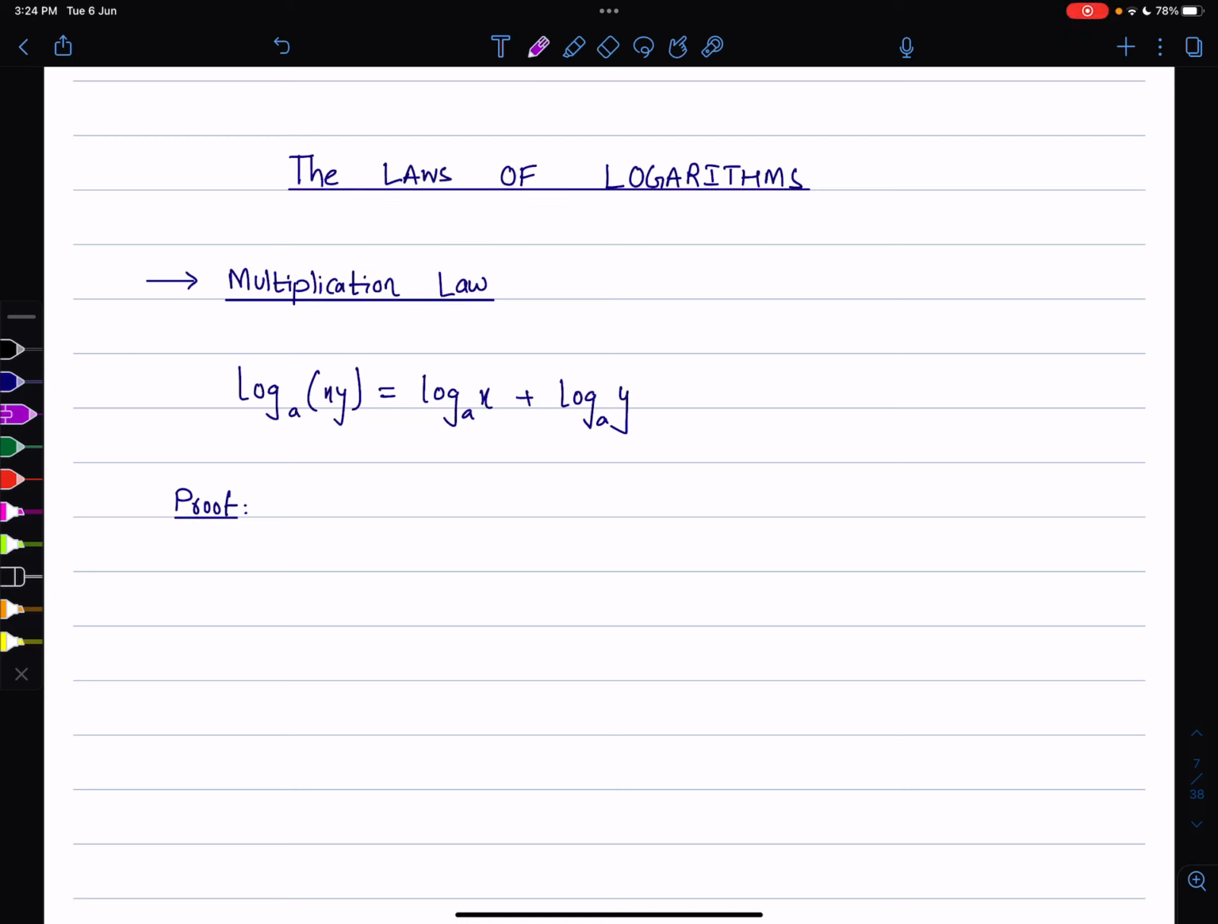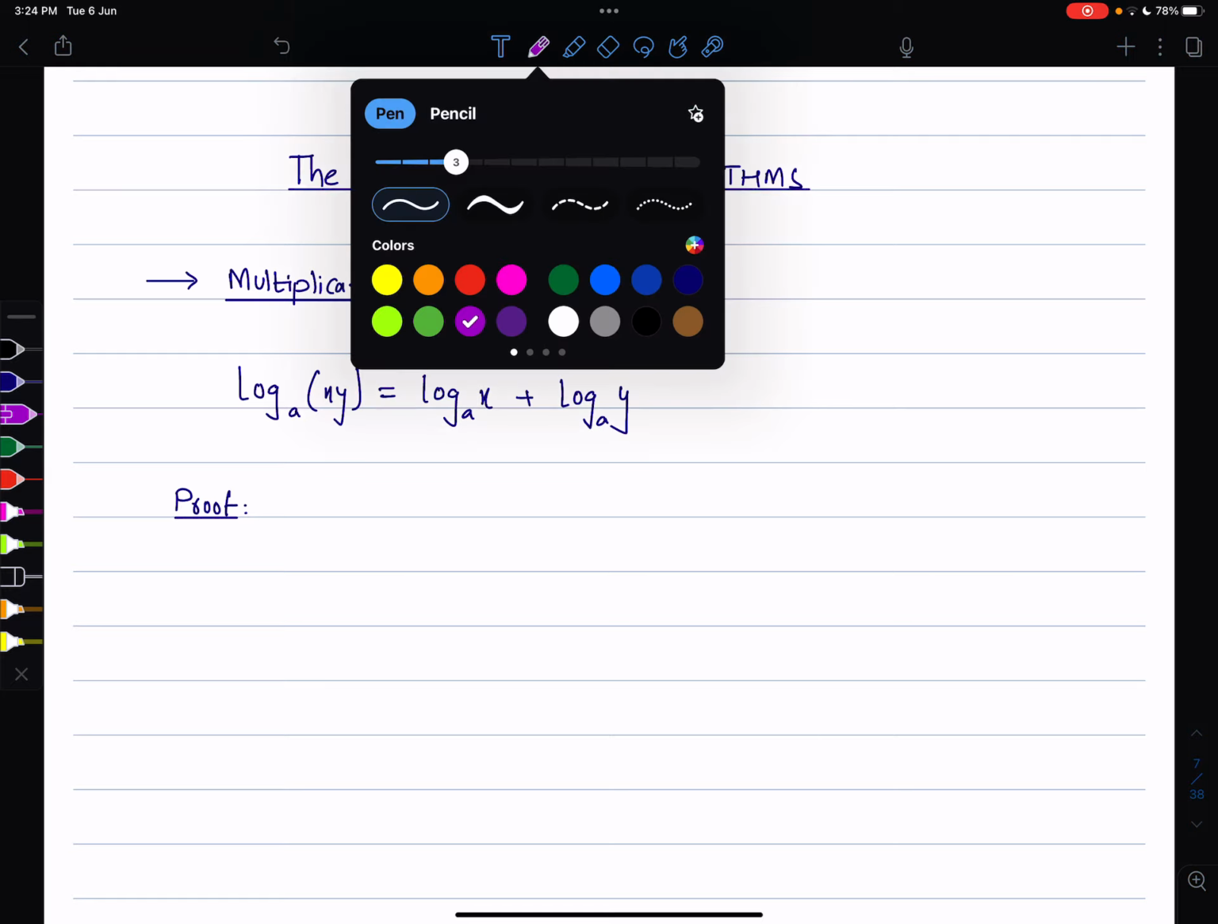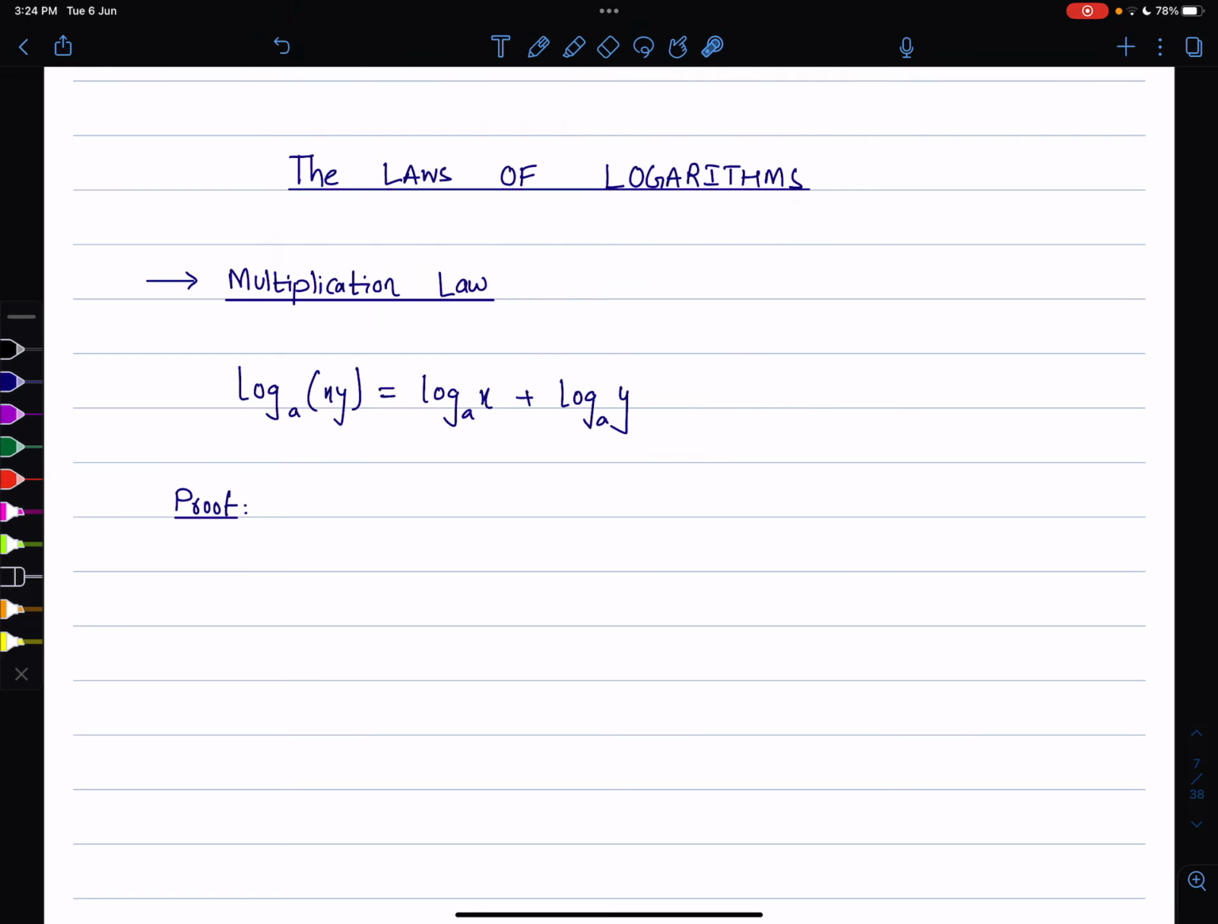Hi, in this video we are going to be covering the laws of logarithm. So the first law is the multiplication law, and it says that if we have log to the base a of xy, where x and y are the two numbers being multiplied, this expression, which is expressed as a single log, can be expressed as the sum of log to the base a of x plus log to the base a of y. So log a xy is equal to log to the base a of x plus log to the base a of y.